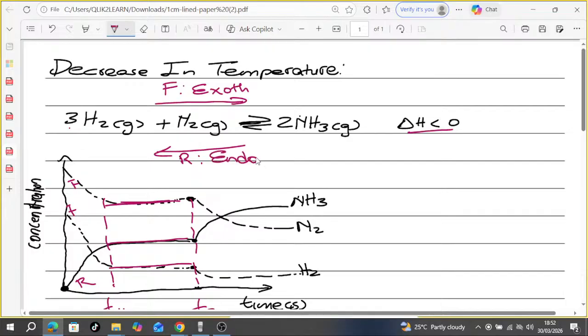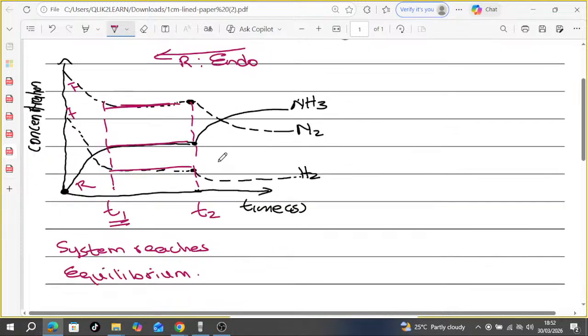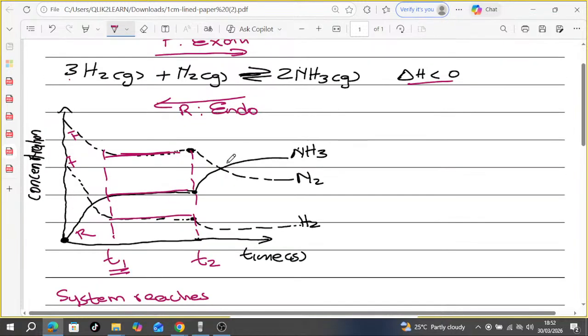So what was the question? Which one will be favored between the forward and the reverse reaction? Between this. Okay, so you must remember the temperature is this. We are decreasing temperature, right?